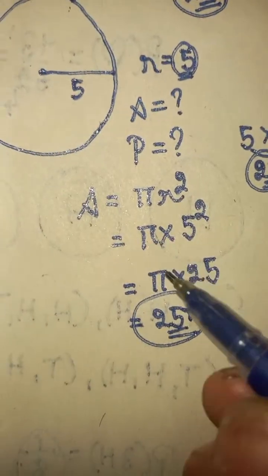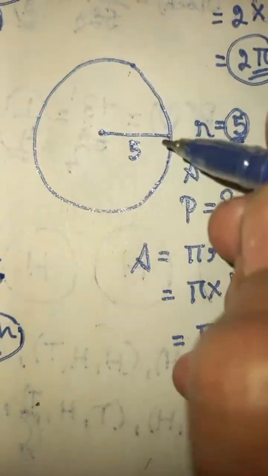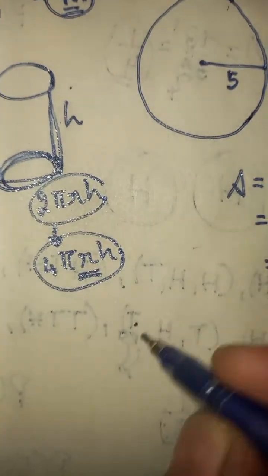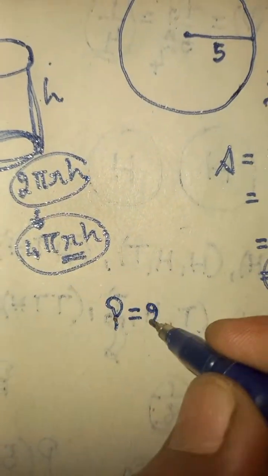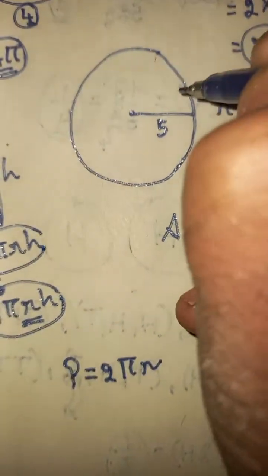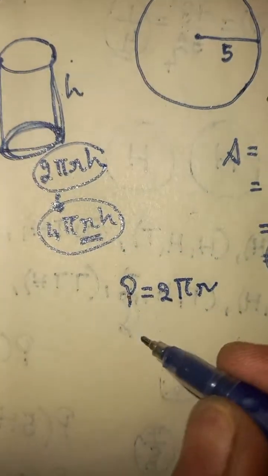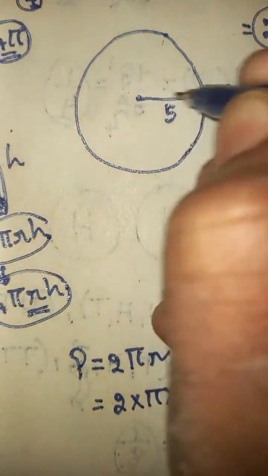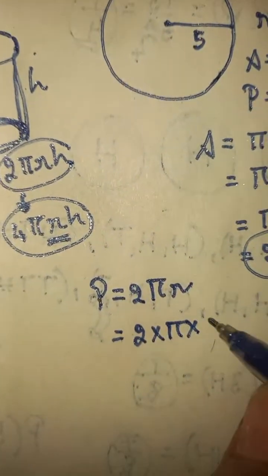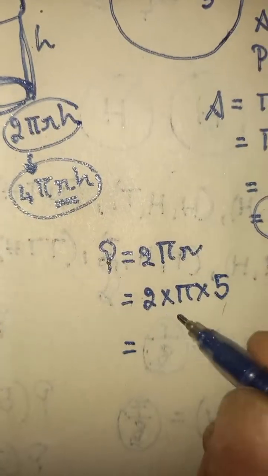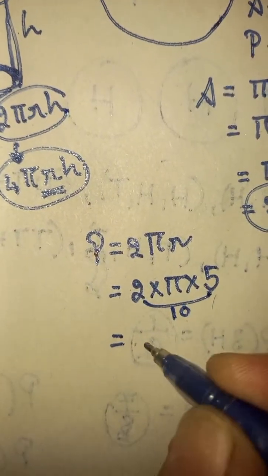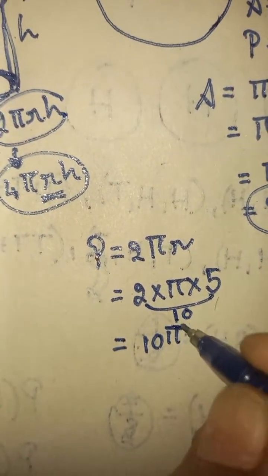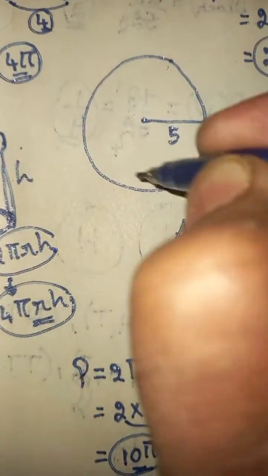Let's continue this problem. This is the area of the circle, and the perimeter of the circle becomes 2 pi r, the boundary length. That is 2 times pi times the radius, which is 5 units. 5 times 2 is 10. So 10 pi units is the actual perimeter of this circle.